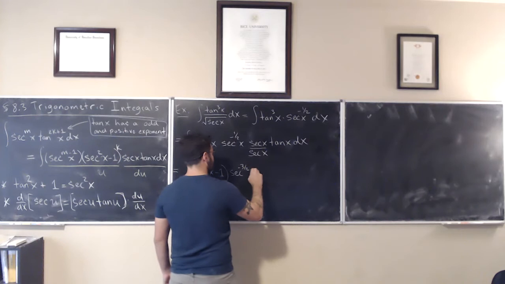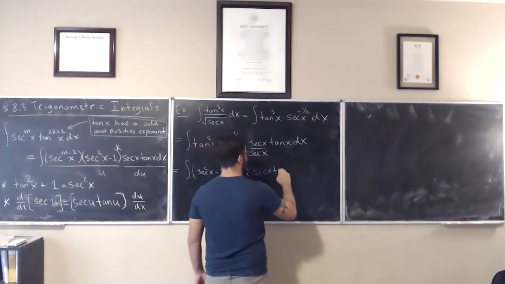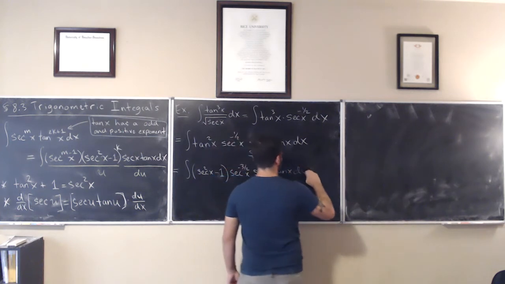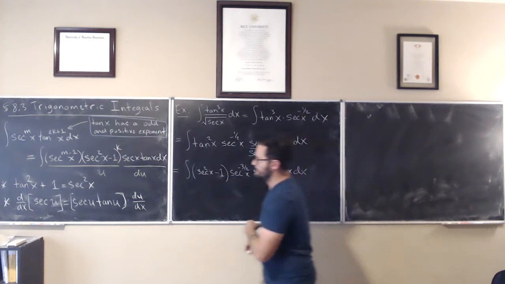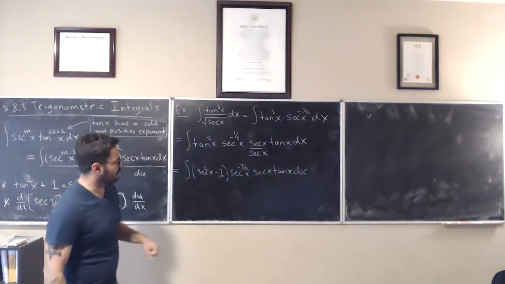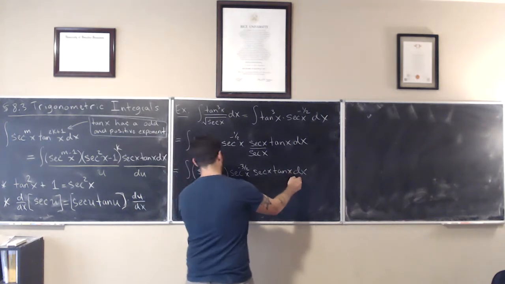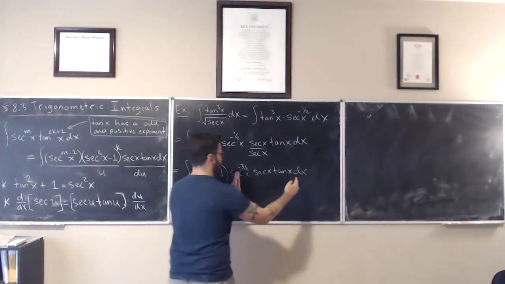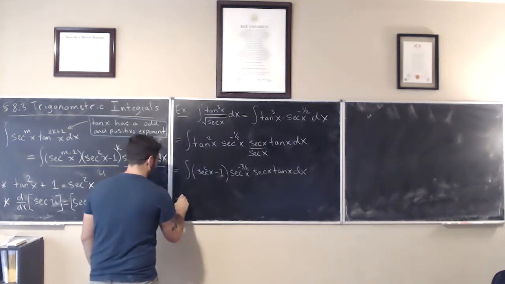And then I have my secant x tangent x right there, and that's my du right there. That's what I want over there. So now I just gotta send everything in here. So all of that times that, minus all of that times that. Separate the integral and see what I get.